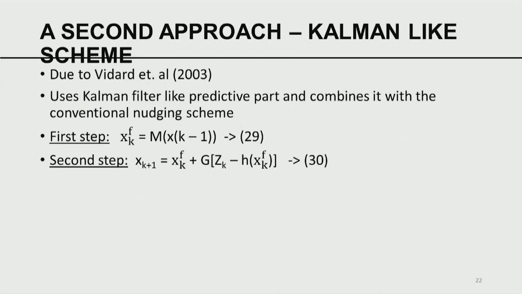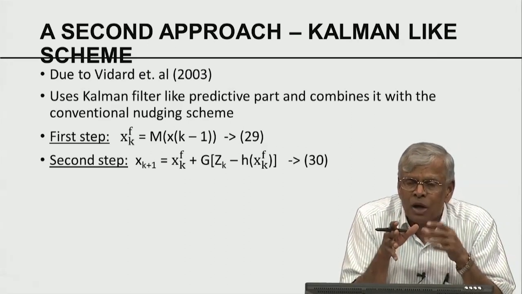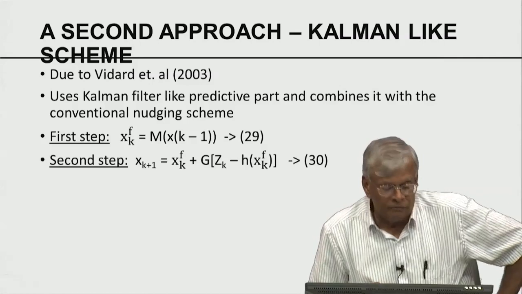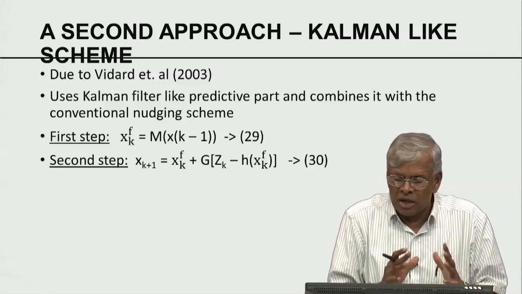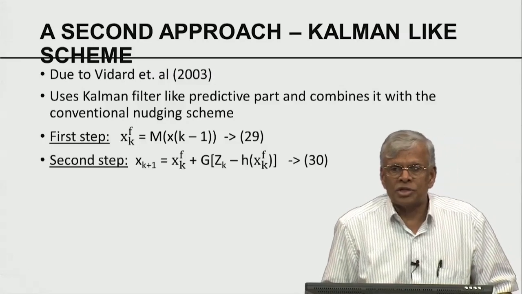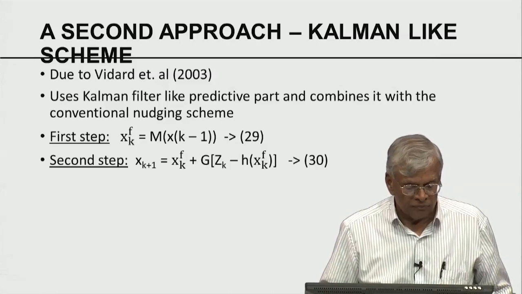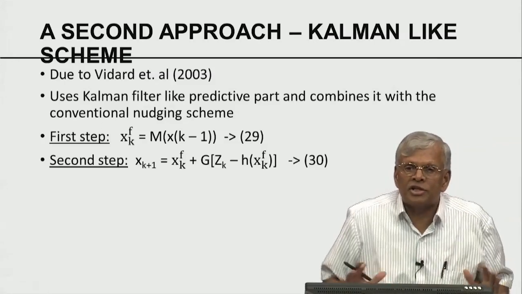So I have now completed one aspect of the estimation problem for the optimal G. This is using 4D VAR. So we talked about what they did and we talked about what is wrong with it and we also talked about what is the meaningful way to correct it. Now I am quickly going to provide a review of the second approach that was used in the post 90 era based on two stage Kalman like scheme. It was introduced by a group of French atmospheric scientists, Vitard et al. 2003. This uses a Kalman filter like predictive part that combines it with the conventional nudging scheme.